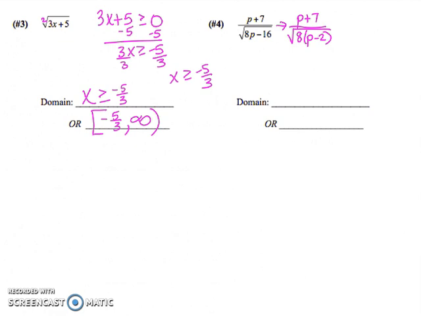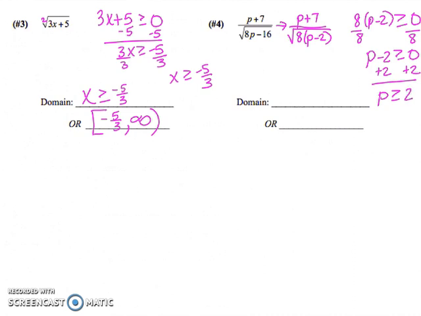So we know that tells us that we have to keep that 8 times p minus 2 greater than or equal to 0. Well, we could divide by 8. That has no effect on it. So p minus 2 has to be greater than or equal to 0. And if we add 2, we determine that p has to be greater than or equal to positive 2.